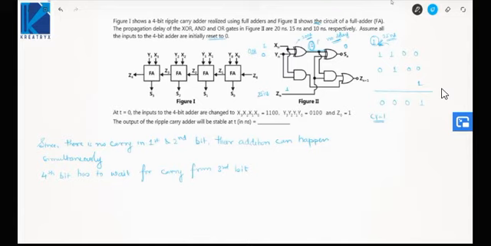Suppose this input is T. This P is going to 1 at 20 nanosecond and Z is going to 1 at 25 nanosecond. So how will their XOR look like? 0, 0 it will be 0, 1, 0 it will be 1 and 1, 1 it will be 0. But due to delay of the XOR gate, the delay is 20, so this will get delayed by 20. So it will come at 40 and 45. That means the output becomes stable at 45 nanosecond.